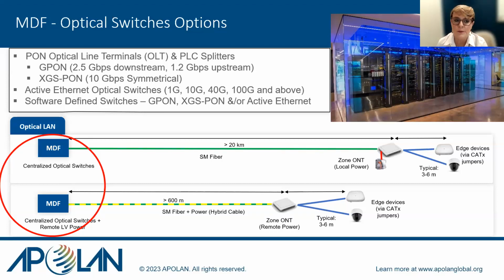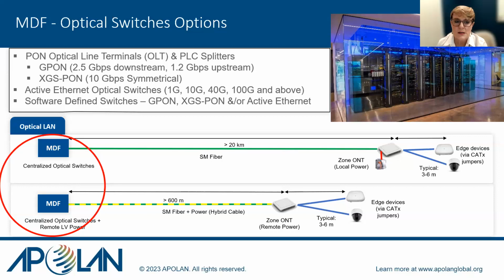So those are some of the options that we see in the MDF. And as Mike said, a lot of these switches came from the carrier side of the business with 5 nines and above reliability. So they're very, very reliable switches that feed this optical LAN type of network.